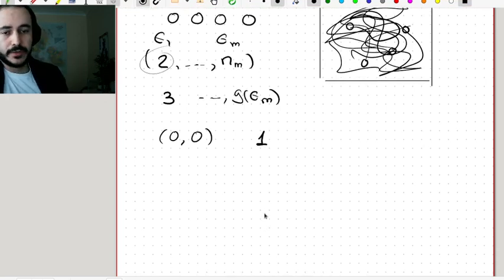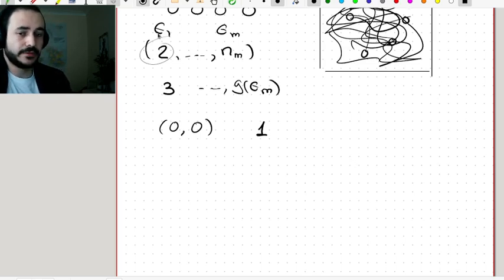Now we have to ask ourselves about the second part, which is how many different ways can we distribute these 2 particles among the 3 different phase space cells that happen to have the same energy, E1.